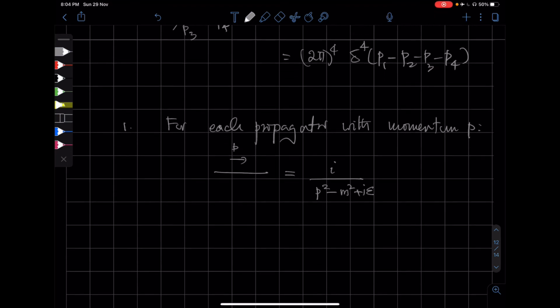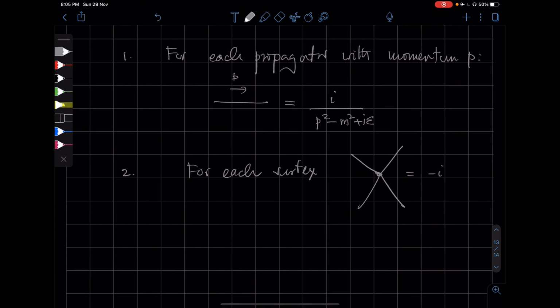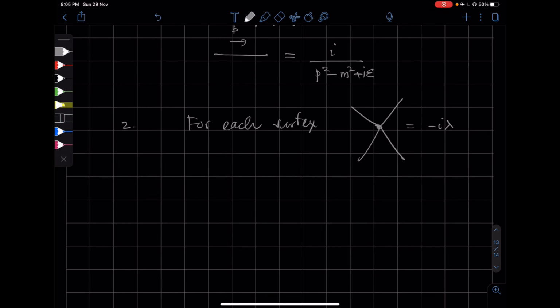So that's number one. Number two is that for each internal vertex, so these are vertices in momentum space, each of these vertices arises from a position space vertex by this integral. So for each vertex, we write minus i lambda. And for each external point, say where there's a momentum going out like that, we write e to the power minus i p·x.